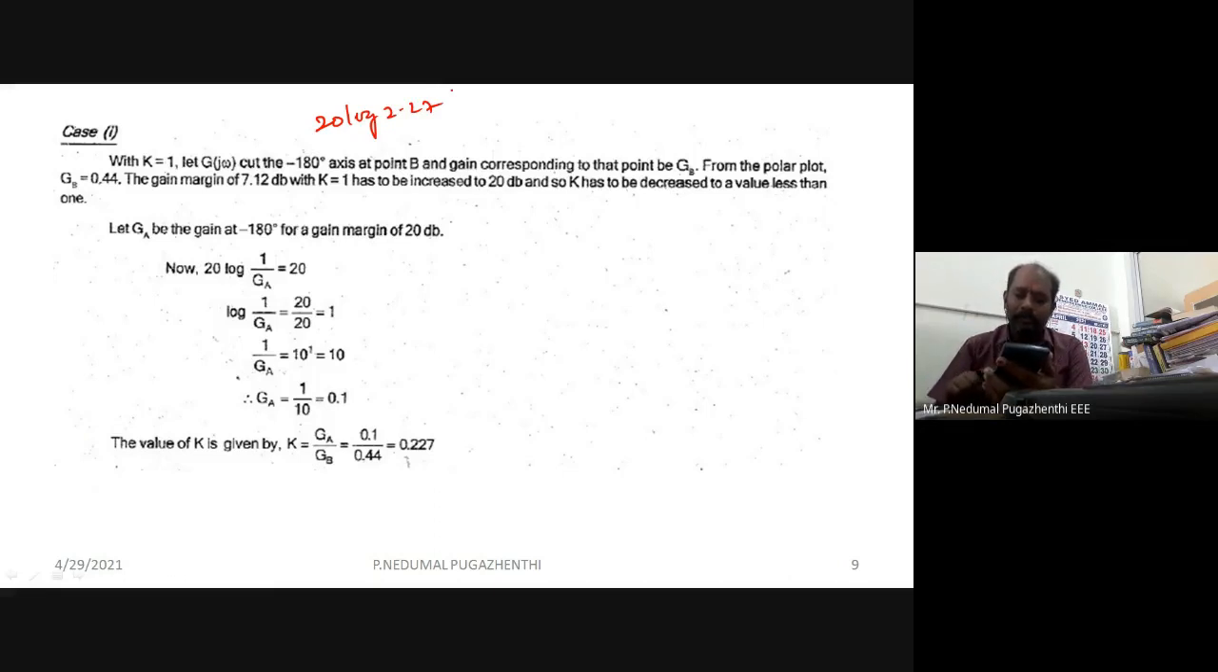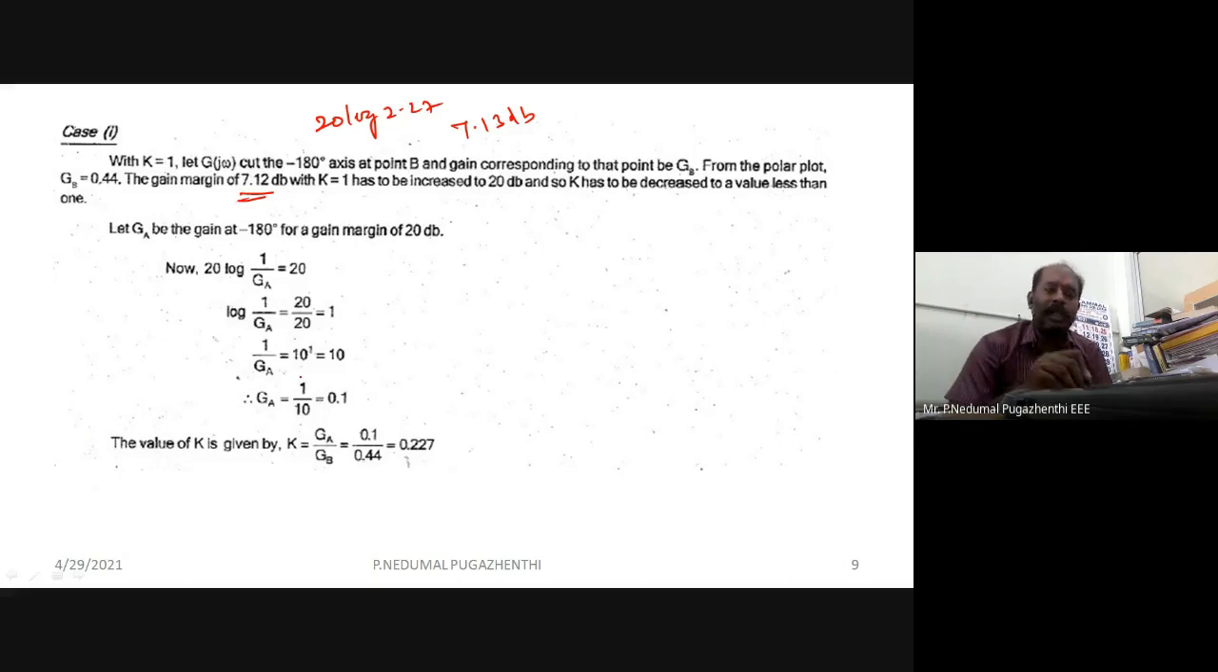20 log of 2.27 will give you 7.13 decibels. That is what is being mentioned here, 7.12 decibels, where K is equal to 1. But what is required? They are asking it has to be 20 decibels.